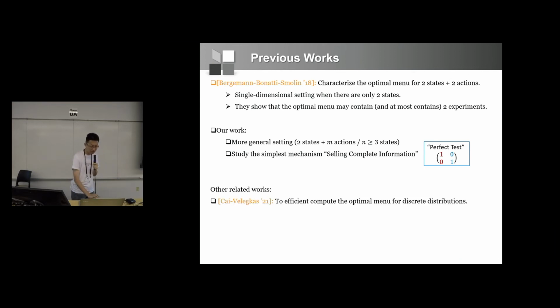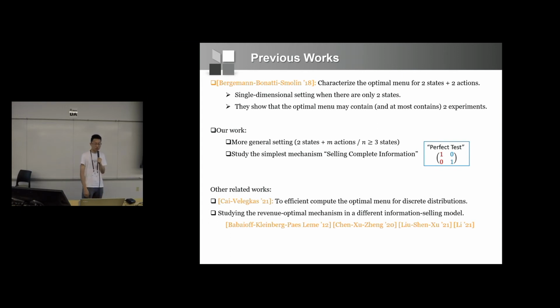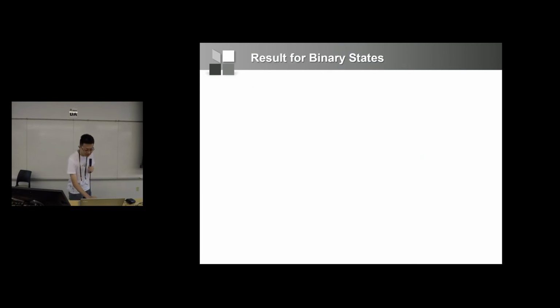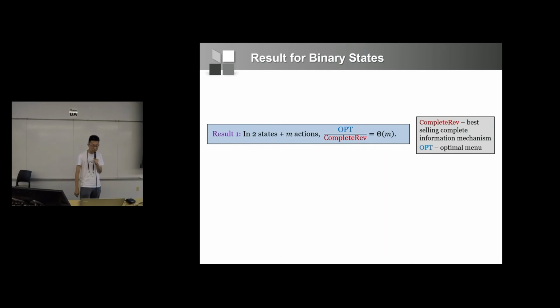Okay, there are some other related works. For example, there is a list of papers that study revenue optimal mechanisms in different information selling models. The last paper in the list is in fact by Mingfei Li, and he's going to give the talk right after my talk about that paper.